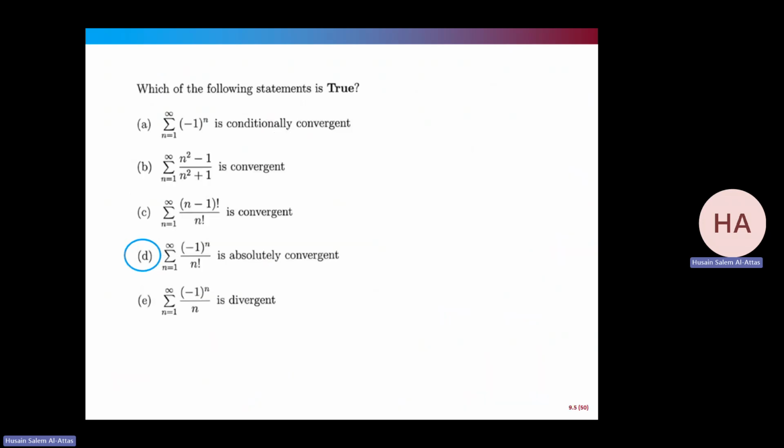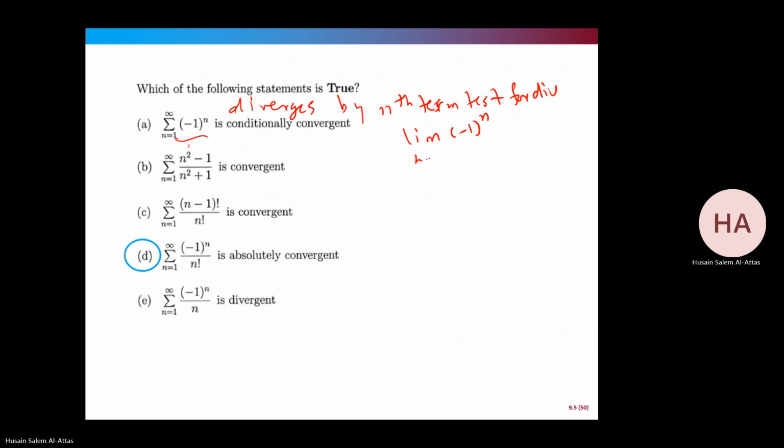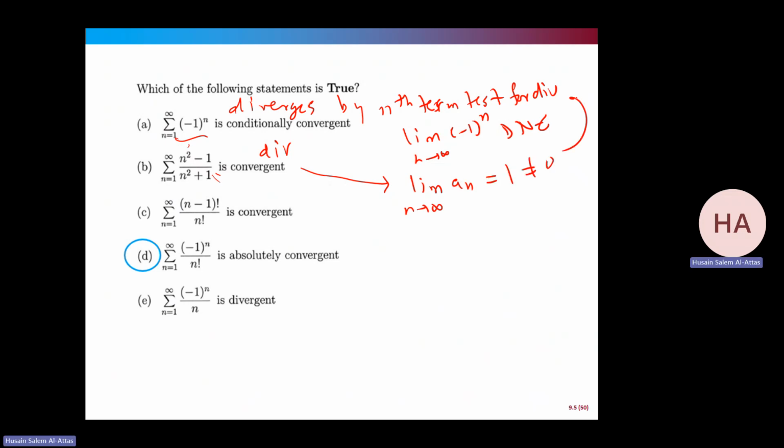Which statement is true? Minus 1 to the power n. This is very clear, it diverges by the test for divergence. The limit does not exist. This one is divergent actually, because the limit of a_n is equal to 1, not equal to 0, by the same test.